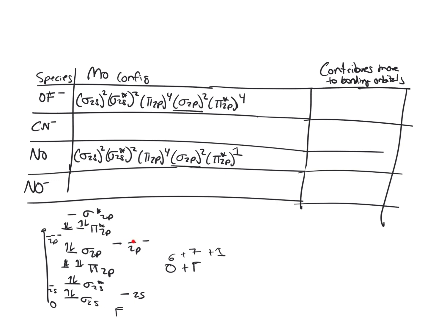So since those fluorine orbitals are more stable, the molecular orbitals that are bonding and lower in energy are going to be more like fluorine. So fluorine is more electronegative and will contribute more to the bonding orbitals.